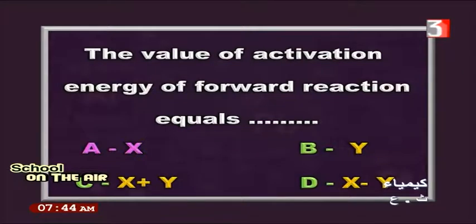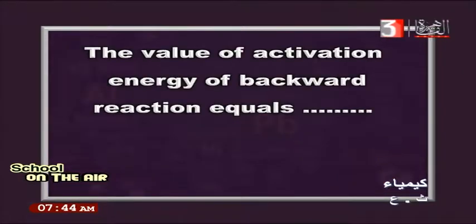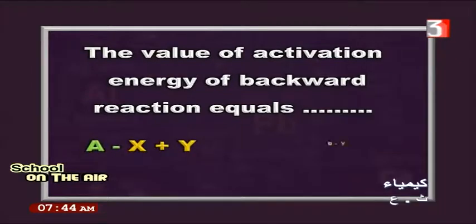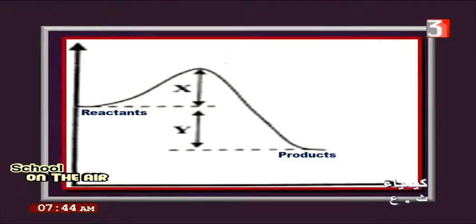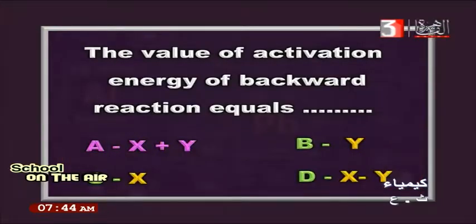So the answer is x. The value of activation energy of backward reactions equals: x plus y, y, x, x minus y. If you look at the graph, we know that the activation energy for the backward reaction starts from the product to the top of the curve here, so it will be x plus y. So the answer is x plus y.